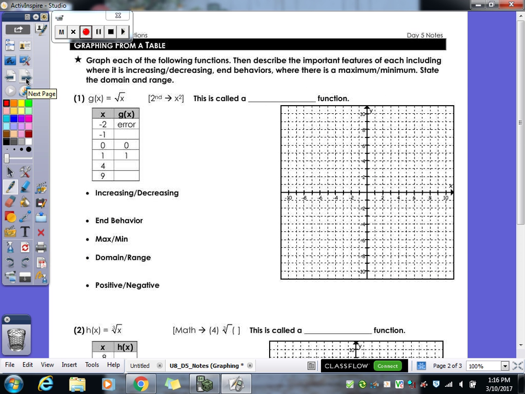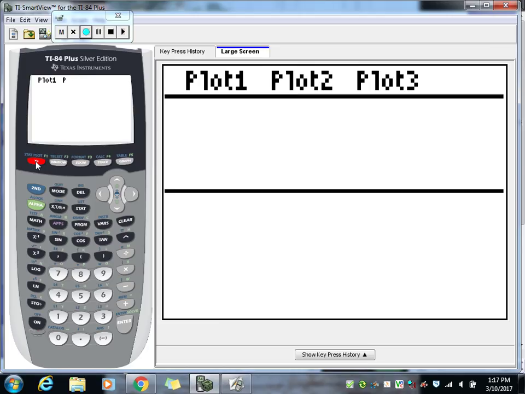So let's take a look at the back. We have two other types of nonlinear functions that we're going to be graphing today. So our first one is g of x equals, what is this symbol here around my x? That's square root. So this is a square root function. So what I want you to do right now is in your calculator, go under your y equals and type in the square root of x. And then graph.